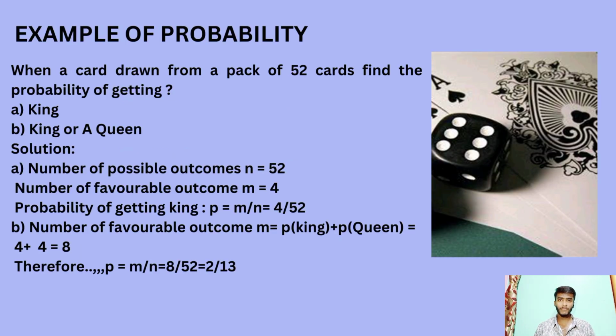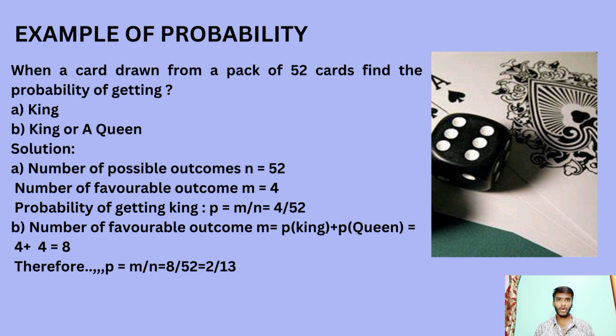Now let us see one example for probability. When a card is drawn from a pack of 52 cards, find the probability of getting A, a king, B, a king or a queen. Solution. Number of possible outcomes n is equal to 52. Number of favorable outcomes m is equal to 4. Probability of getting a king is p is equal to m divided by n, that is equal to 4 divided by 52.